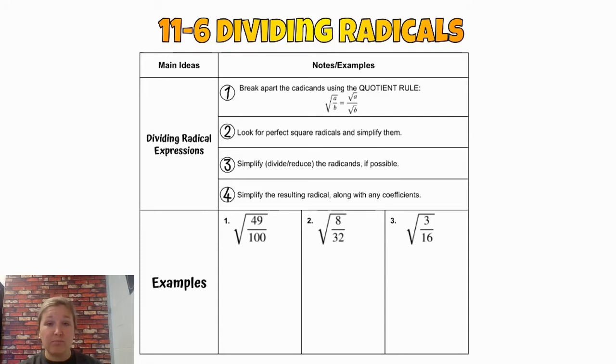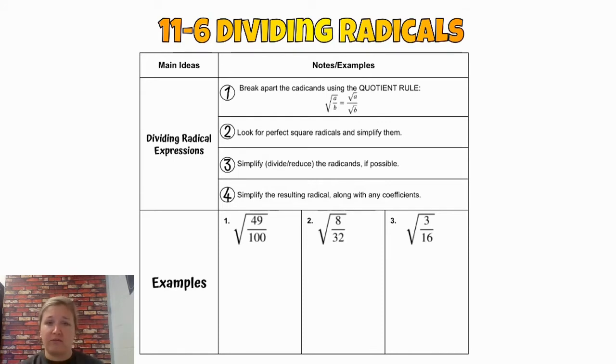So you can break apart the radicand. If it has the square root of a divided by b, that's the same thing as the square root of a divided by the square root of b. Likewise, if you have the square root of a divided by the square root of b, it's the same thing as the square root of a divided by b. So that equal sign goes both ways.